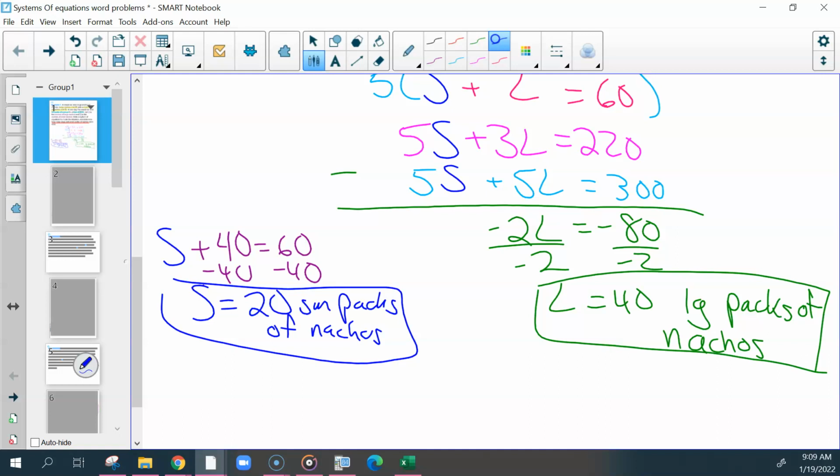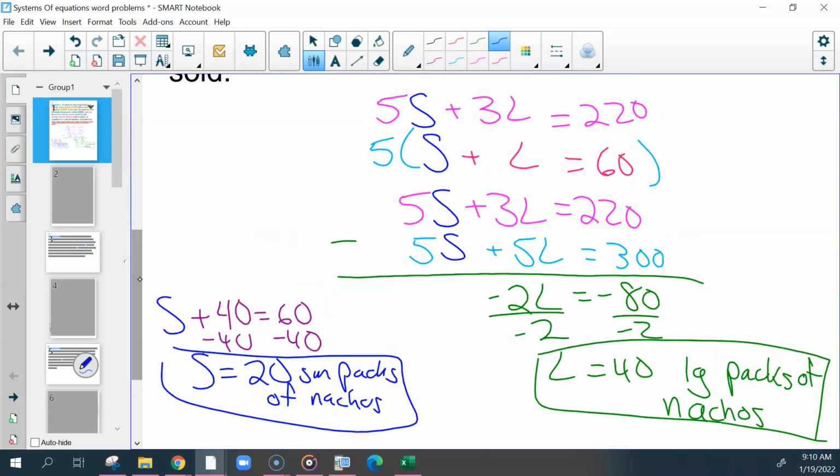Some take longer than others. Some are set up better than others for specific ways. So for this one, elimination may not have been the best way to solve it, but it was one way to solve it. We could have easily converted this and made it a graphing problem. We could have also changed this to a substitution problem because we have an S and an L by itself. It's really your preference.